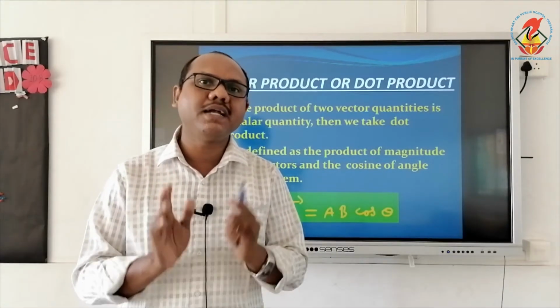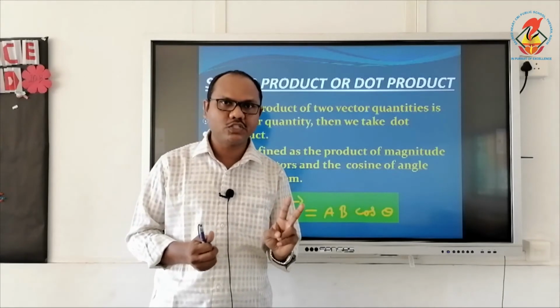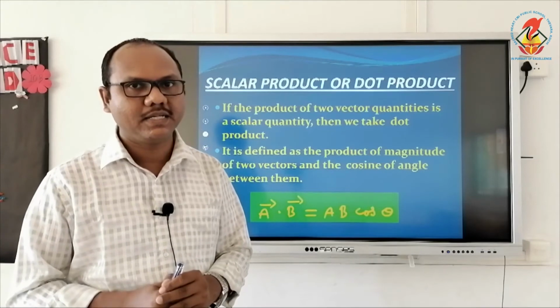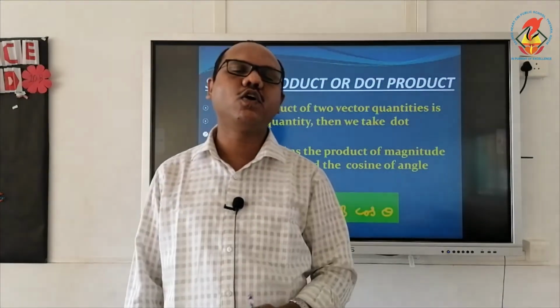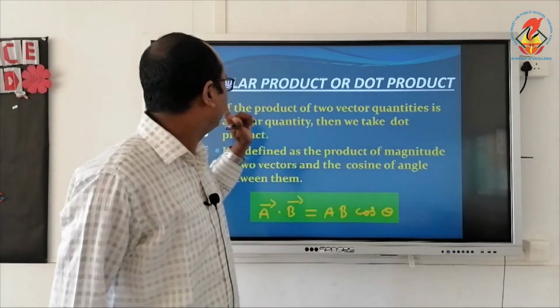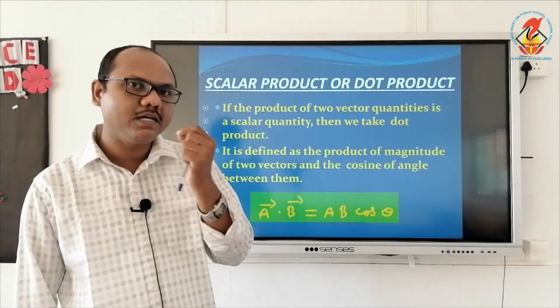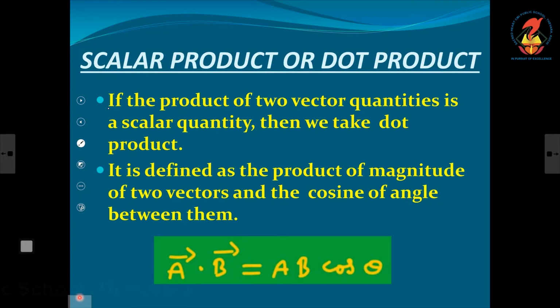Now how can we multiply two vectors? There are two different methods of multiplication. The first one is called scalar product or dot product, and the second one is called vector product or cross product. Here we are going to deal with scalar product. So what is meant by dot product? If the product of two vector quantities is a scalar quantity, then we take dot product.